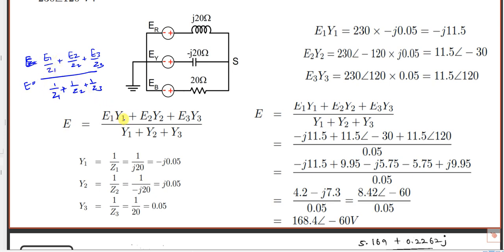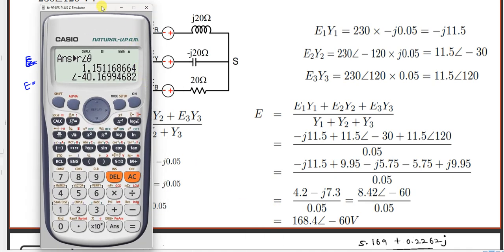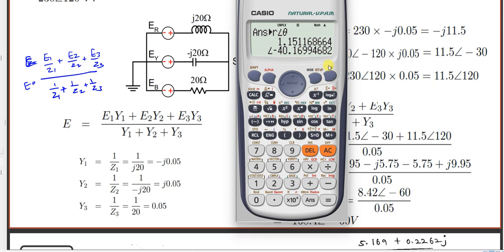Now, 1 by Z1 is nothing but Y1, 1 by Z2 is nothing but Y2, 1 by Z3 is equal to Y3. Similarly, Y1 plus Y2 plus Y3. For this one, you can individually calculate the value of 1 by Z1, 1 by 20. You will get 0.25. For this, you should be in calculator complex mode. I'll show you for one step, and the other things you can follow.